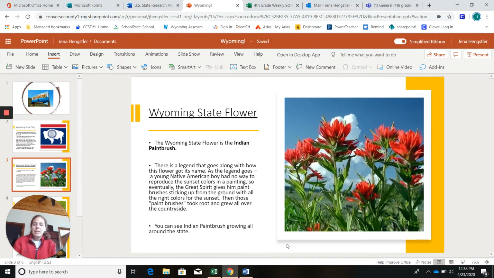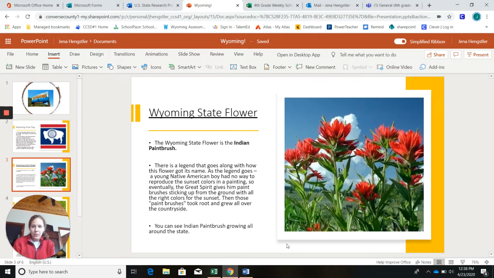Second thing is the Wyoming state flower. The Wyoming state flower is the Indian paintbrush. There's a legend that goes along with how this flower got its name. Some of your teachers might have read you this story already this year.